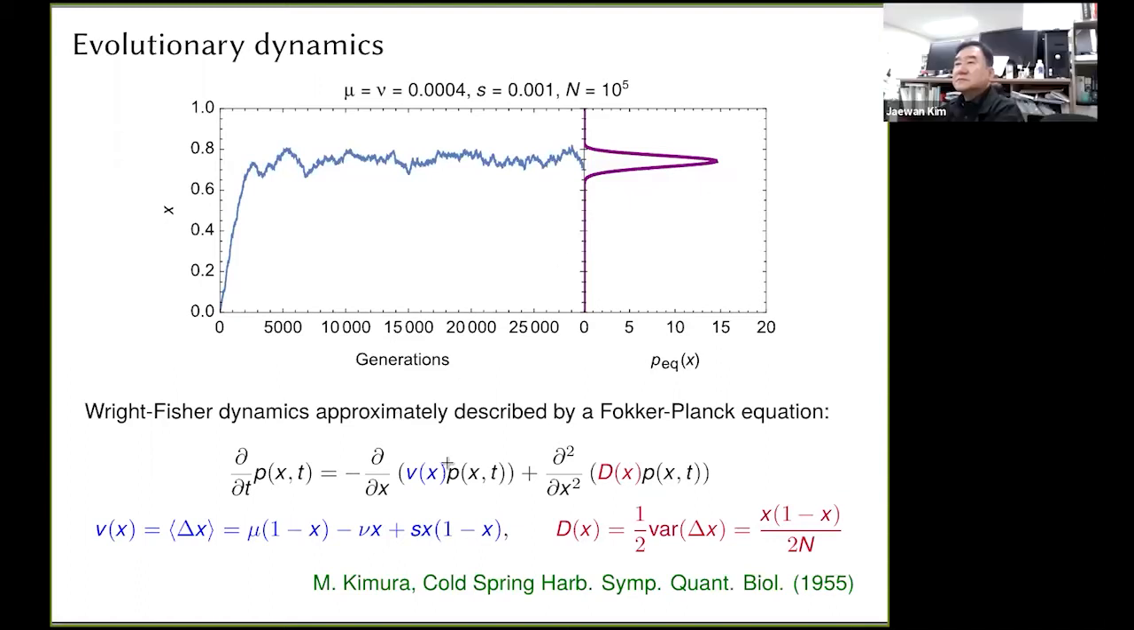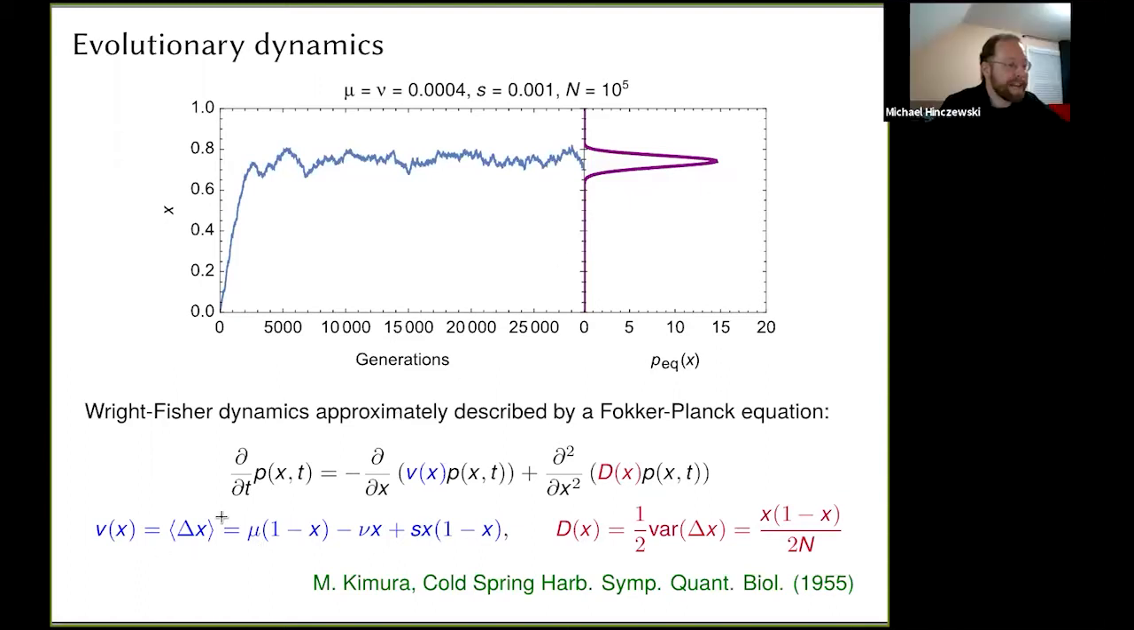Now, the velocity term in the Fokker-Planck equation turns out to be equal to the ensemble average of this delta X. So it's given by this. And our diffusion term is related to genetic drift, and it's equal to 1/2 the variance of delta X. This has been known for quite a long time in evolutionary biology. Kimura, one of the founding fathers of mathematical population genetics, described this in a 1955 paper of his.